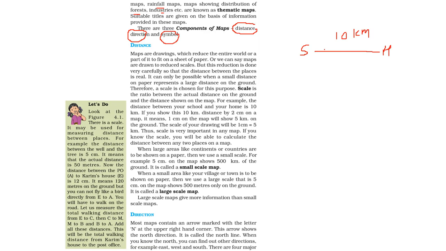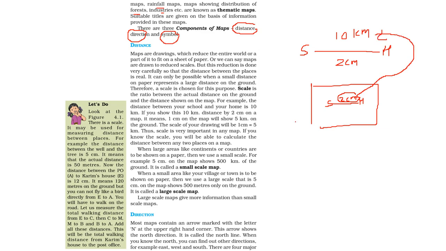Now you cannot show 10 km on a paper, so you have to reduce the scale. Say this 10 km you represent by, say, 2 cm. Now this is a map, this is your school, this is your home. Now you represent this line just by 2 cm. So the 2 centimeter on the map is representing an actual distance of 10 kilometer.